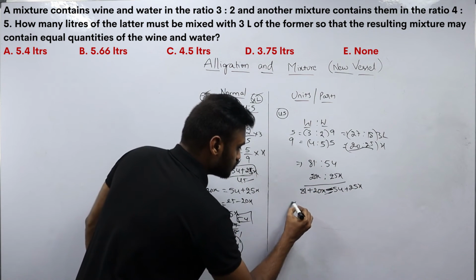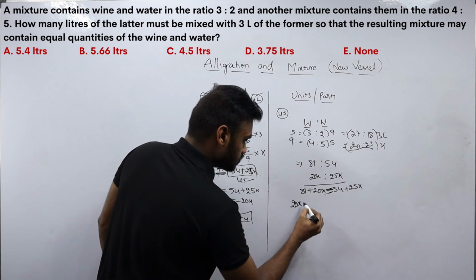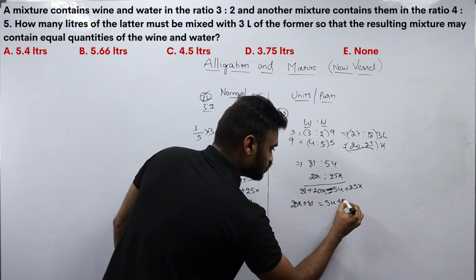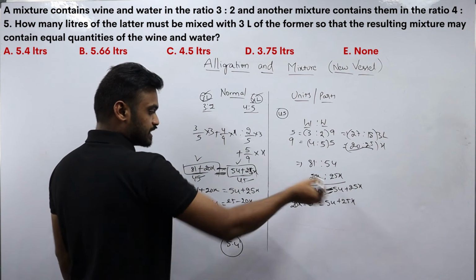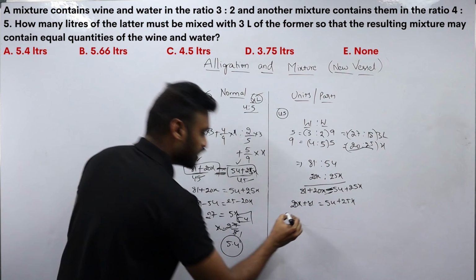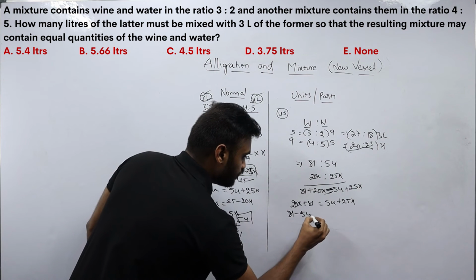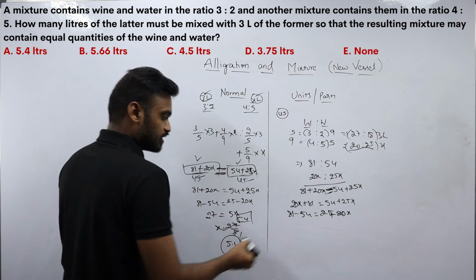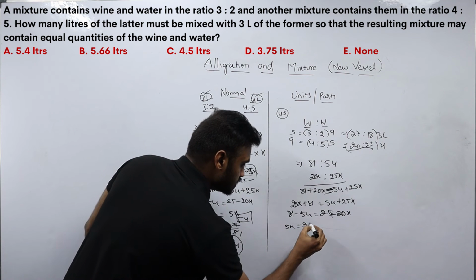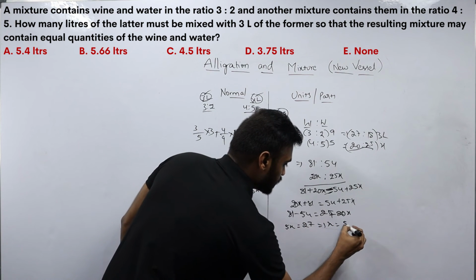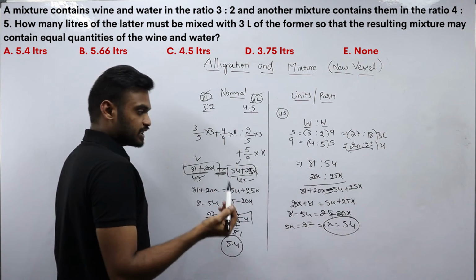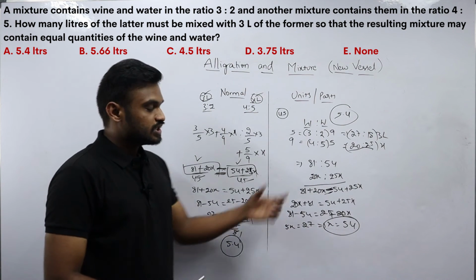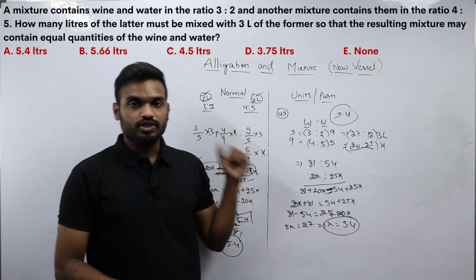So we will get 81 plus 20x equal to 54 plus 25x. If I send 20x to the right hand side and 54 to the left hand side, I will get 81 minus 54 equal to 25x minus 20x. So I will get 5x equal to 27, and x equal to 5.4 liters. So the second vessel contains 5.4 liters of mixture. In this way we solve it by both the normal and the units parts method.